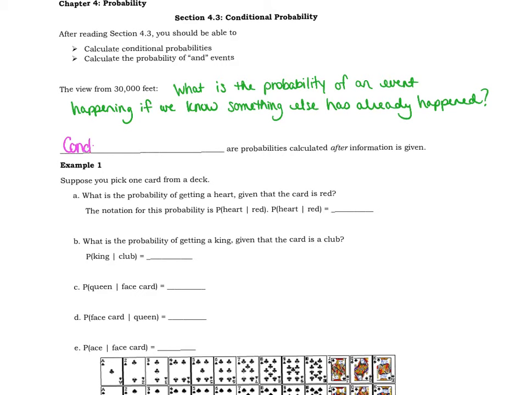So conditional probabilities are probabilities calculated after information is given. And I don't mean like I tell you, oh, there's 12 M&Ms in the jar and 3 of them are red. What's the probability we pull a red one? That's not quite the same thing, okay? We will hopefully clear that up here in this first example.